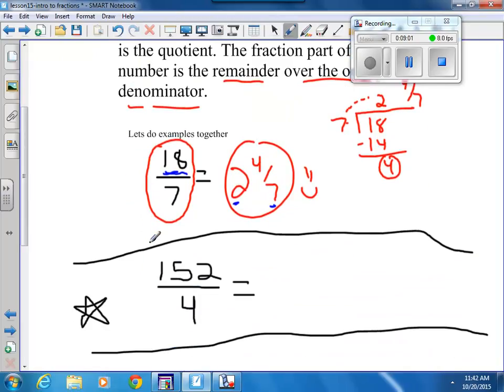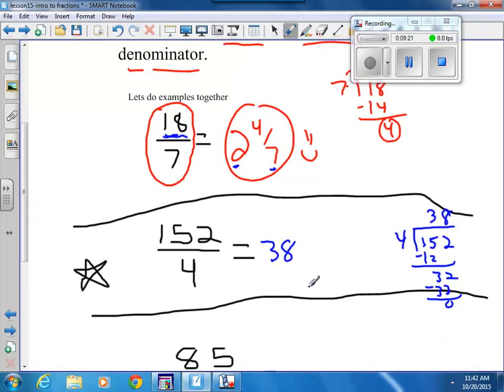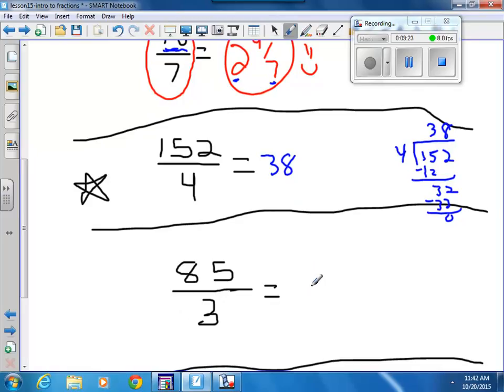Let's try again. Let's divide 4 into 152. 4 goes into 15, 3. And then 4 goes into 32, 8. And hey, there's nothing remaining. So that's okay. Sometimes an improper fraction could turn out to be a whole number when you perform the division. That's why I have a special case on that.